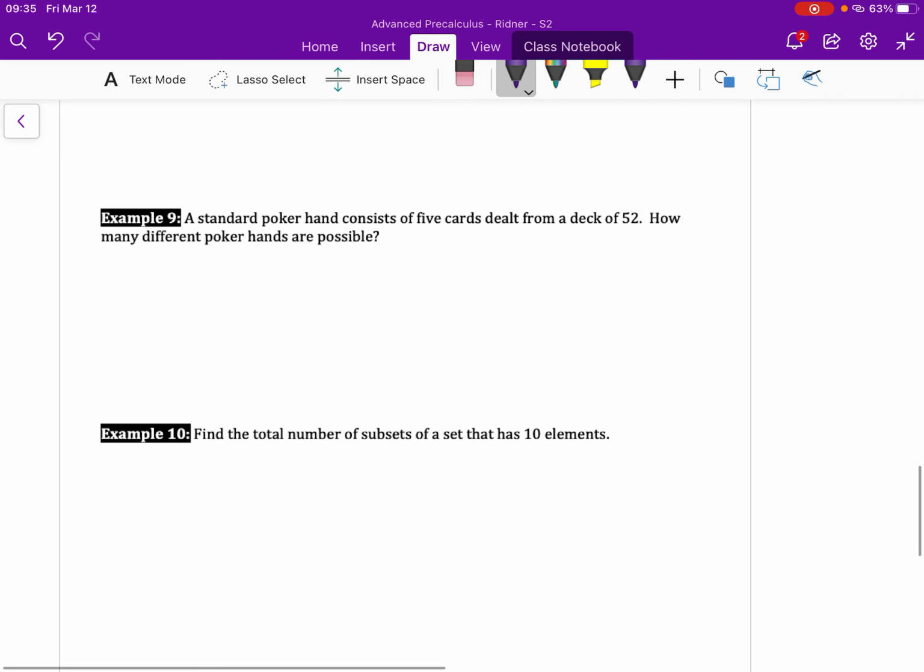All right. Maybe some of you know something about cards, maybe you don't. So a standard poker hand consists of 5 cards dealt from a deck of 52. So how many different poker hands are possible?